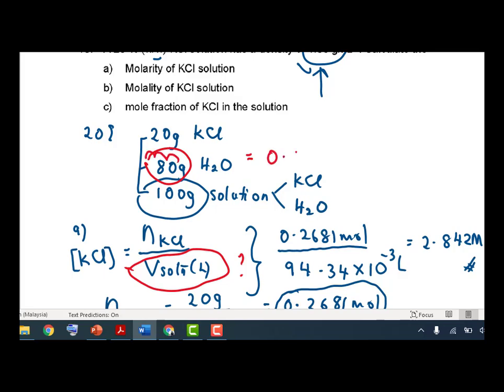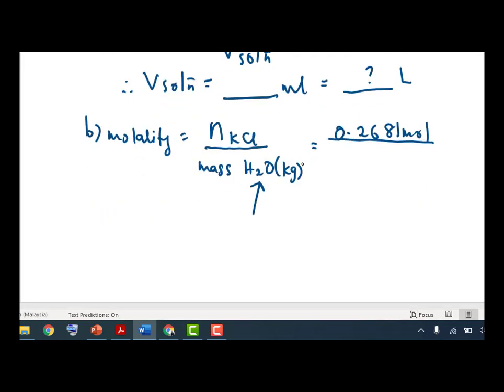So it is 0.08 kg of solvent, the water. So insert it here, 0.08 kg. Yeah? Then the answer is 3.35 mole per kg, or you can write it 3.35 m, the lowercase m, or you can write it the word molal. So this is the answer.